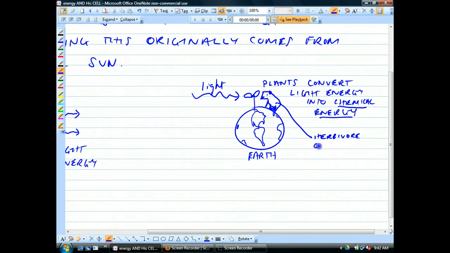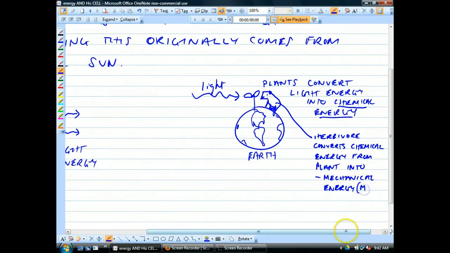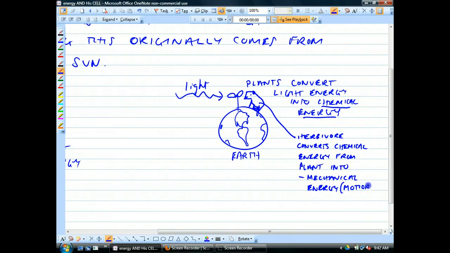The herbivore converts chemical energy from the plant into other forms of energy. Into what? Into mechanical energy, because it's got to move. Into mechanical energy of motion, because the cow wants to move around, right? And I'm just going to put in parentheses motion. So the cow needs to move, so it's going to move.